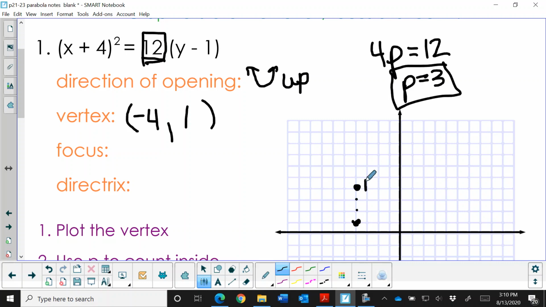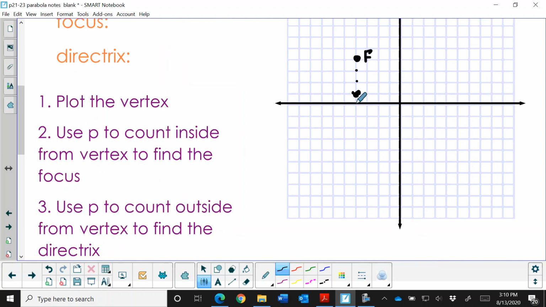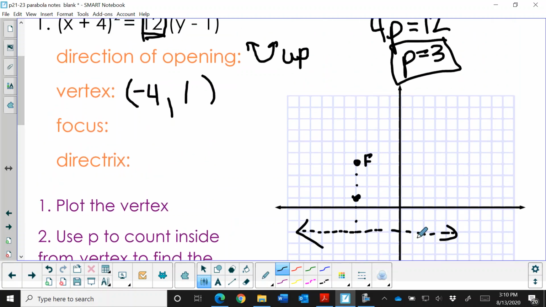That is my focus. I'm going to put an F there for focus. And I'm going to go down 3, 1, 2, 3. And that is the directrix, which is a line. Now, notice I am not drawing a solid line. The reason I'm not drawing a solid line is that line is not the parabola. That is a line of reference that helps create the parabola.